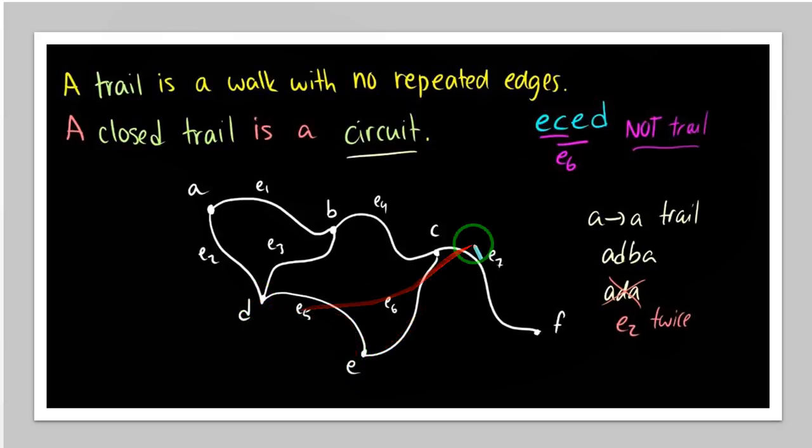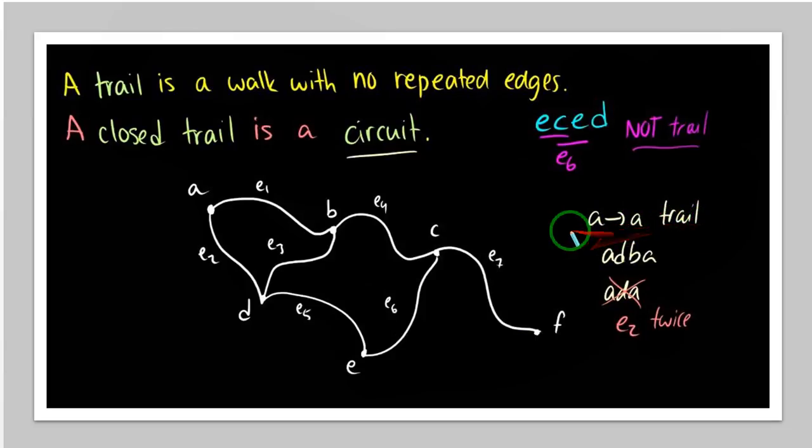So it means what you are going to do is repeating the edge. When you are repeating the edge of E6, E to C is E6 and C to E is E6. It means E6 is repeated. So when an edge is repeated, it's not a trail. Okay.